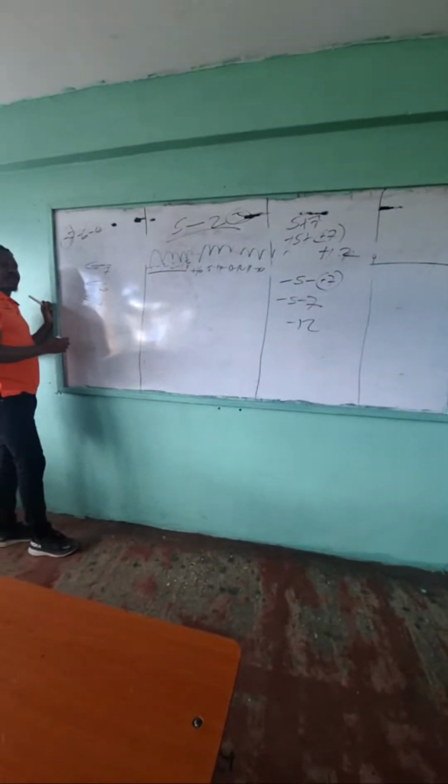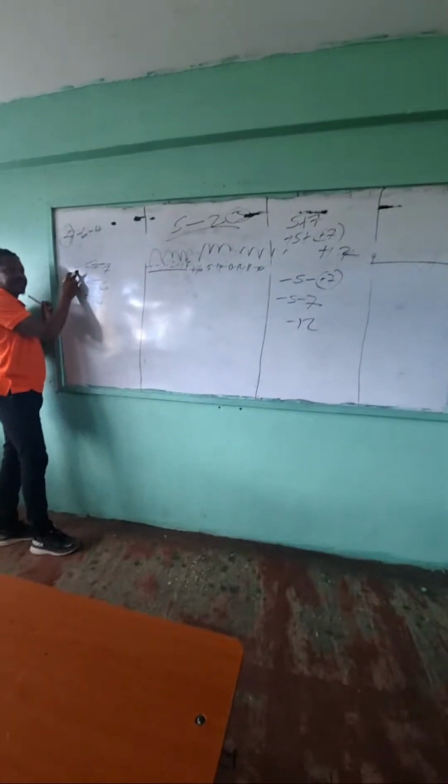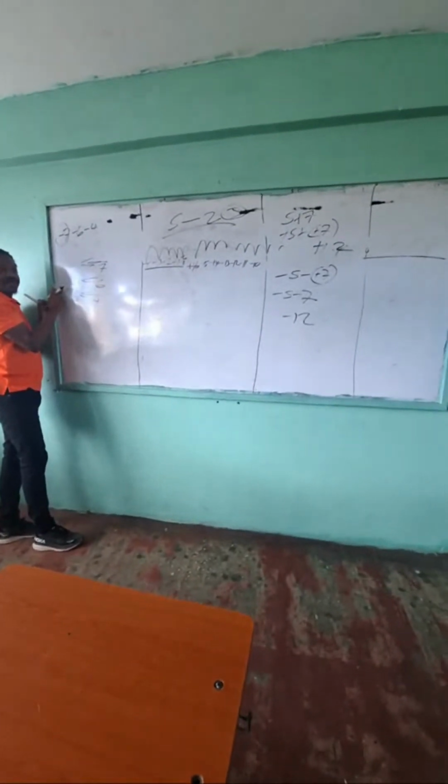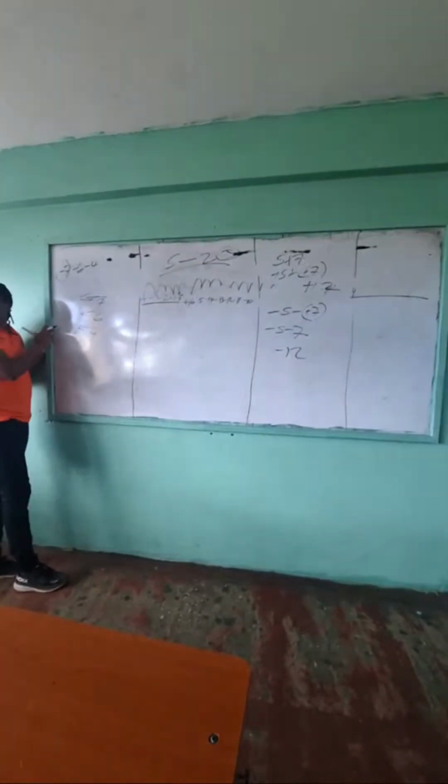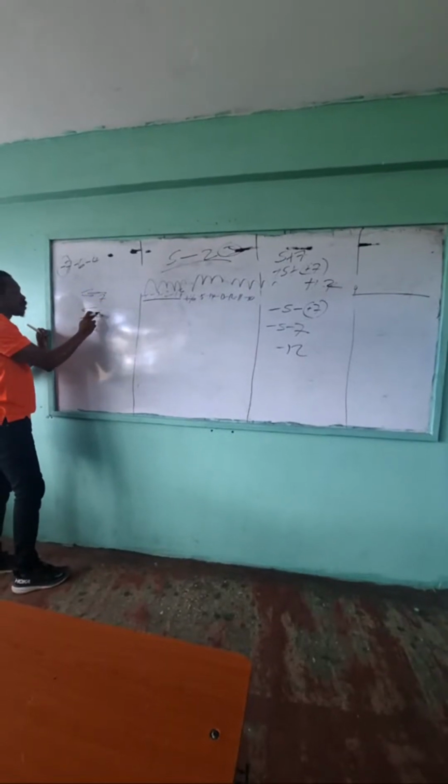So therefore, what have we then taken? 7 steps to the left, plus 6 steps to the left, plus 4 steps to the left. So therefore, we are now at 7 plus 6 plus 4.